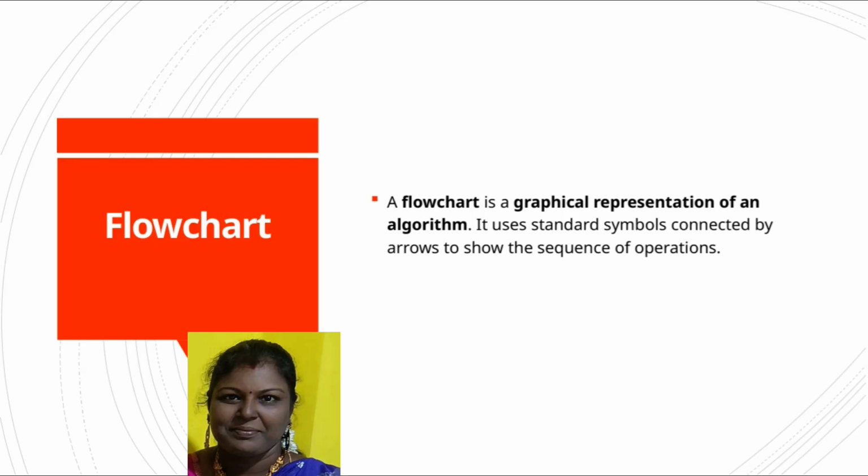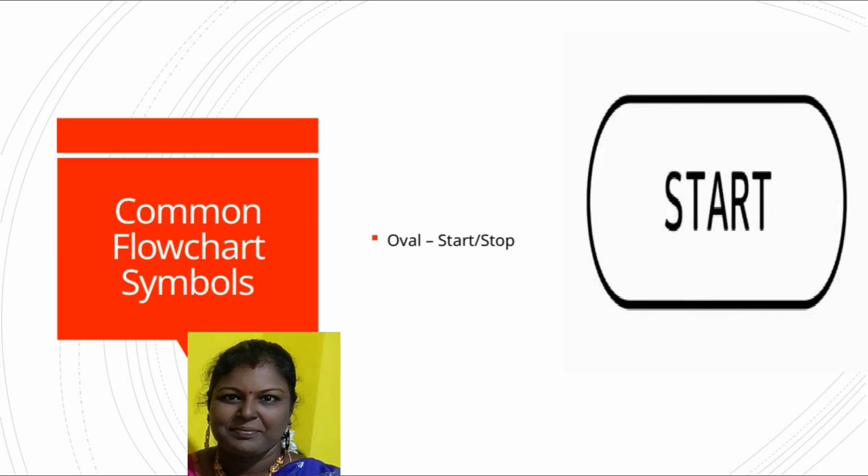Let's start with one of the most basic flowchart symbols, the oval. It's used to mark the start or the stop of a process. Whenever you see an oval, think of it as the entry or exit point, the moment where the flow begins or ends. It's simple but essential. Without it, the flowchart wouldn't have a clear beginning or conclusion. This symbol helps us keep track of where we are in the bigger picture.